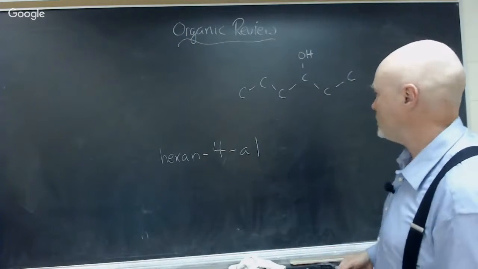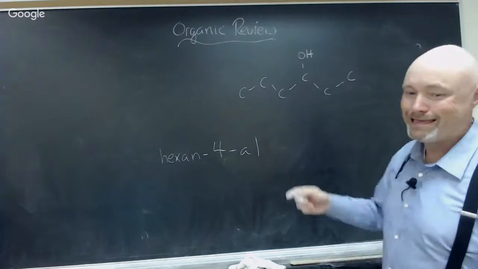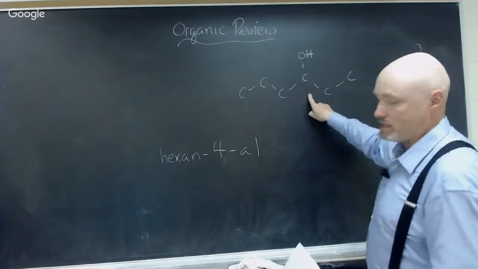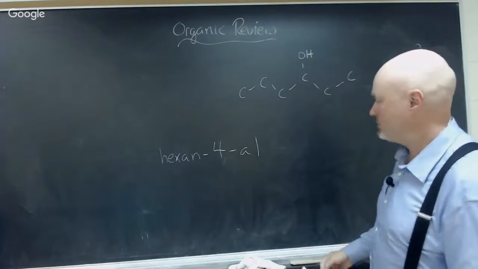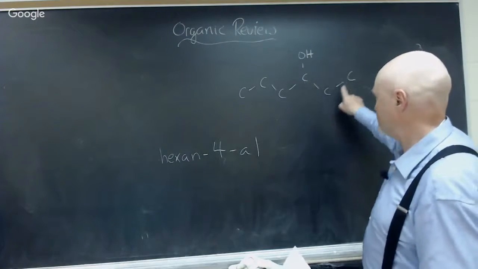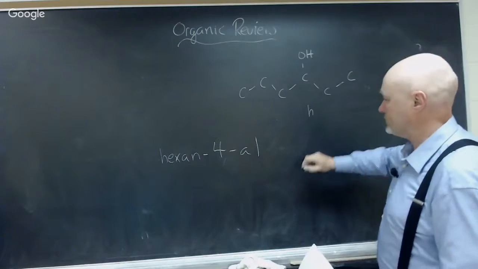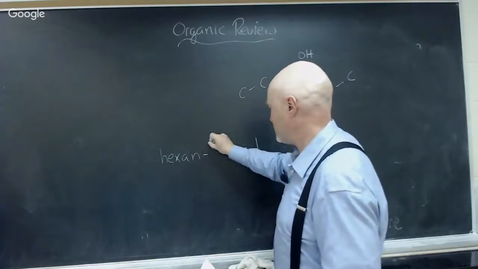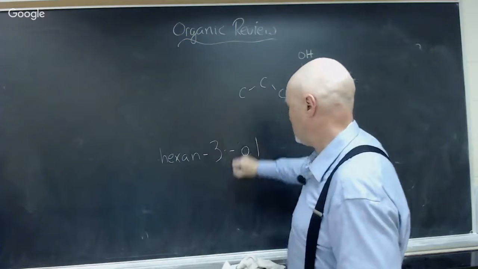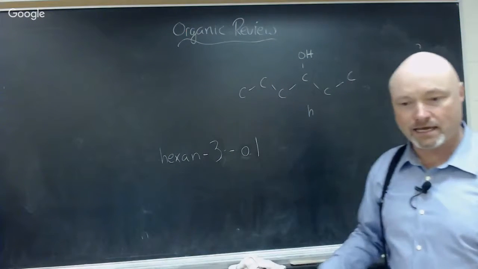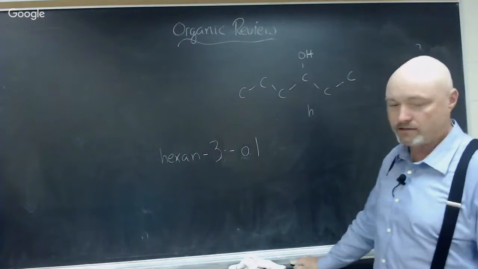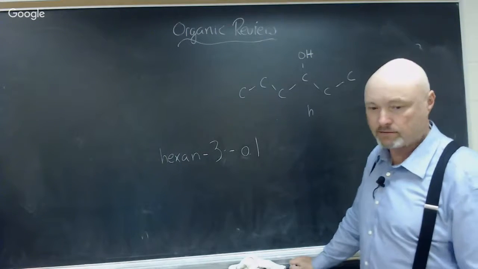Because you have to choose a smaller number, right? Yeah, that's right. What would this OH be instead? Hexen-2-ol or 3-ol. Yeah, exactly. So this would have to be hexen-3-ol. Good. We did actually take a little turn into the aldehydes there, but that's why.